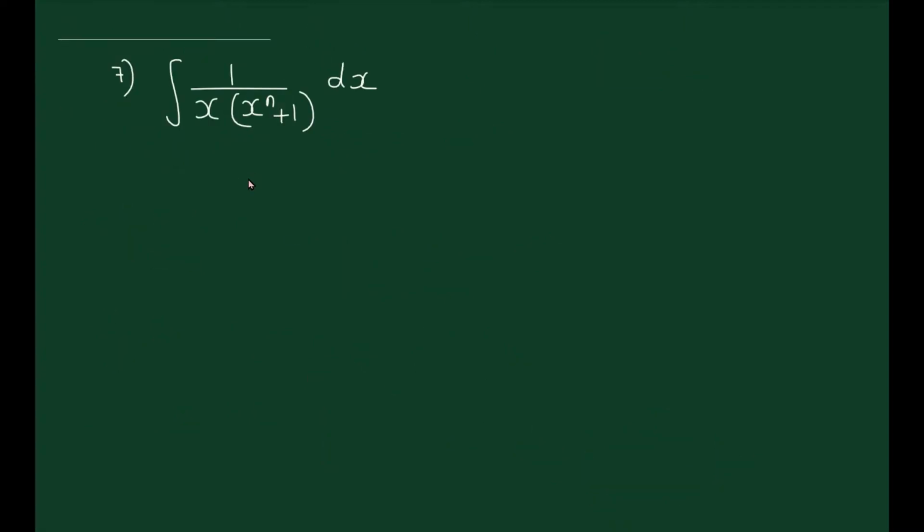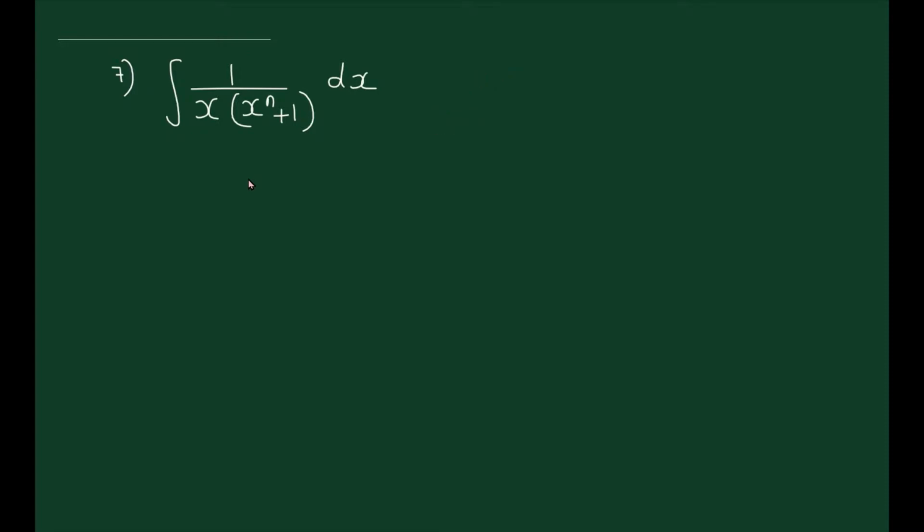The next sum, as you can see, is very similar to the previous sum. It is the integral of 1 upon x into x raised to n plus 1 dx. Now in the previous sum, when we got 1 upon x into x raised to 4 plus 1 dx, we got x raised to 4 in the numerator, isn't it? We put x raised to 4 in the numerator, and in the denominator x became x raised to 5.